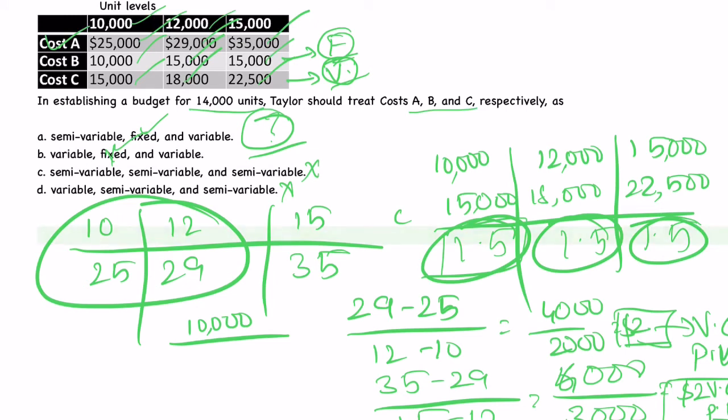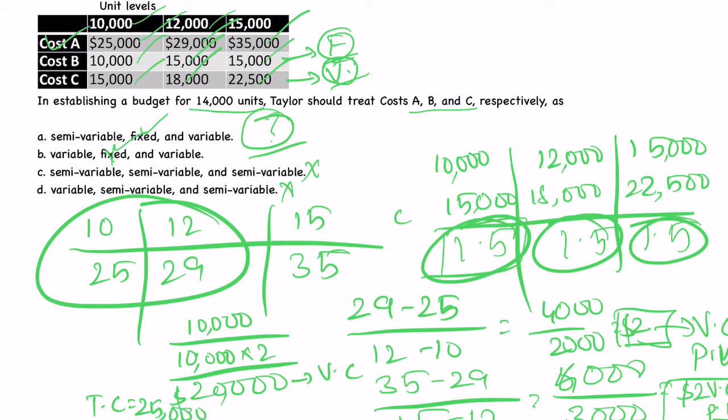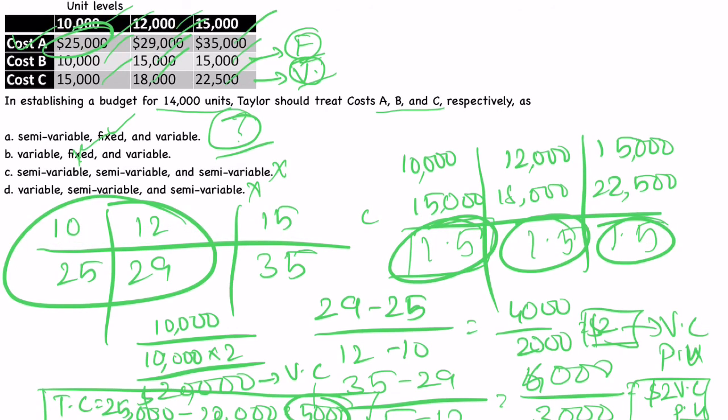Okay. I have 10,000 units. So 10,000 into 2. How much will it come to? $20,000. This is my variable cost. And I know my total cost is 25,000. I am taking it from here, 25,000. Okay, 25,000 minus 20,000 is going to be 5,000. Got it? That is my fixed cost. Okay, if you observe, for 10,000 you have got the fixed cost as 5,000.